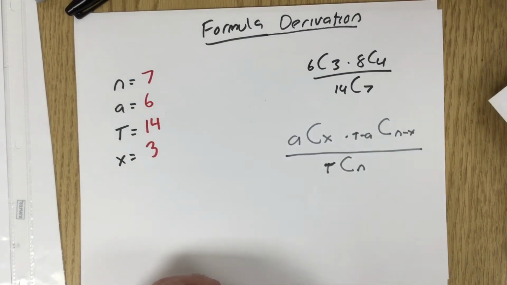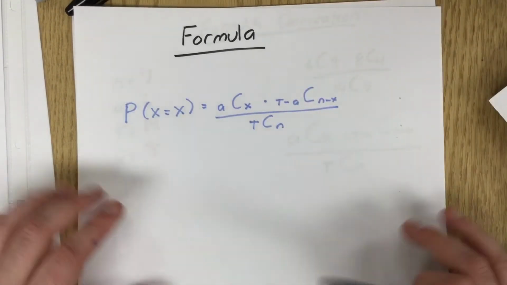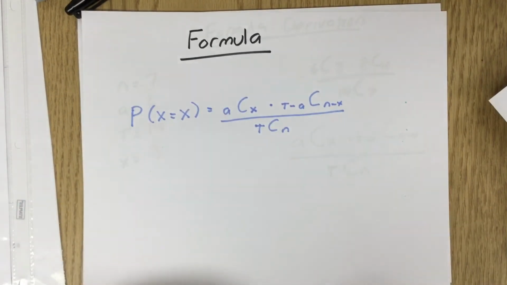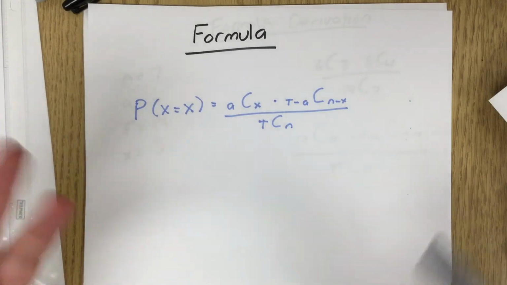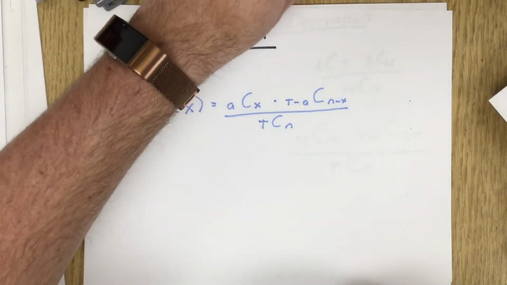And I kind of pre-wrote it nicely. I guess that wasn't really necessary. So this is the formula. This is the probability of getting X successes if there is a hypergeometric distribution.